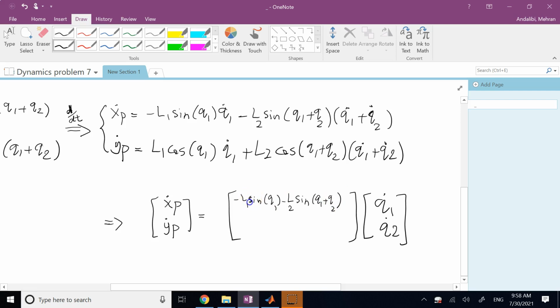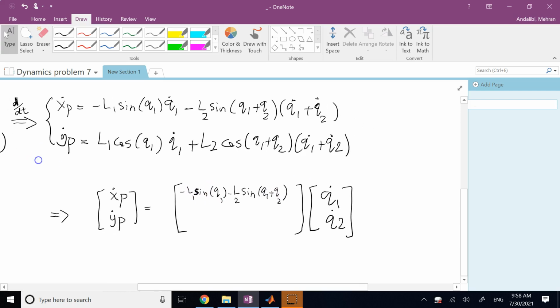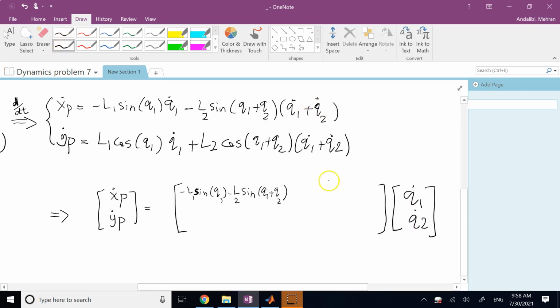Okay, this is your first element, which is the coefficient of Q1 dot, and then you can add the second element, which is the coefficient of Q2 dot, and that is simply negative L2 sine of Q1 plus Q2. And then do the same thing on the bottom: factor out Q1 dot, you will get L1 cosine of Q1 plus L2 cosine of Q1 plus Q2. And then the coefficient for Q2 dot is simply L2 cosine of the summation of the angles.